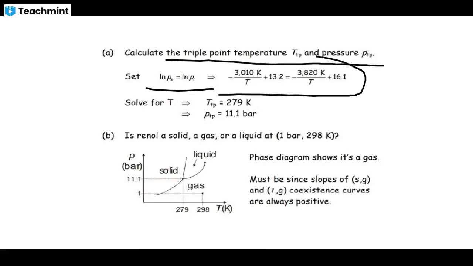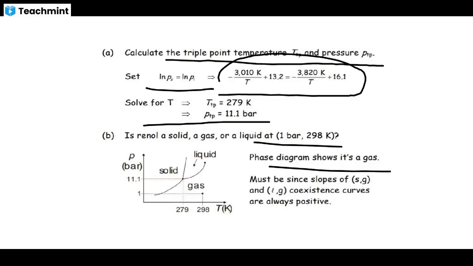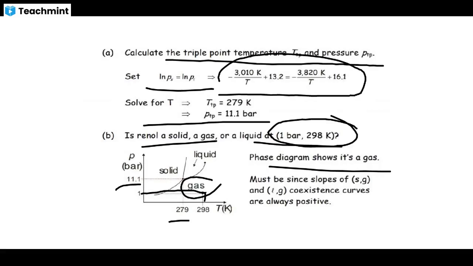From this relation you can solve for temperature, and you get the triple point temperature and the triple point pressure. Is it a solid, a gas or a liquid at 1 bar and 291 Kelvin? Looking at the phase diagram, it is a gas. If you take the triple point pressure as 11.1 bar and the temperature as 279 Kelvin, then at 1 bar and 298 Kelvin you should be in the gas phase. At normal temperature and pressure, it is in the gas phase.